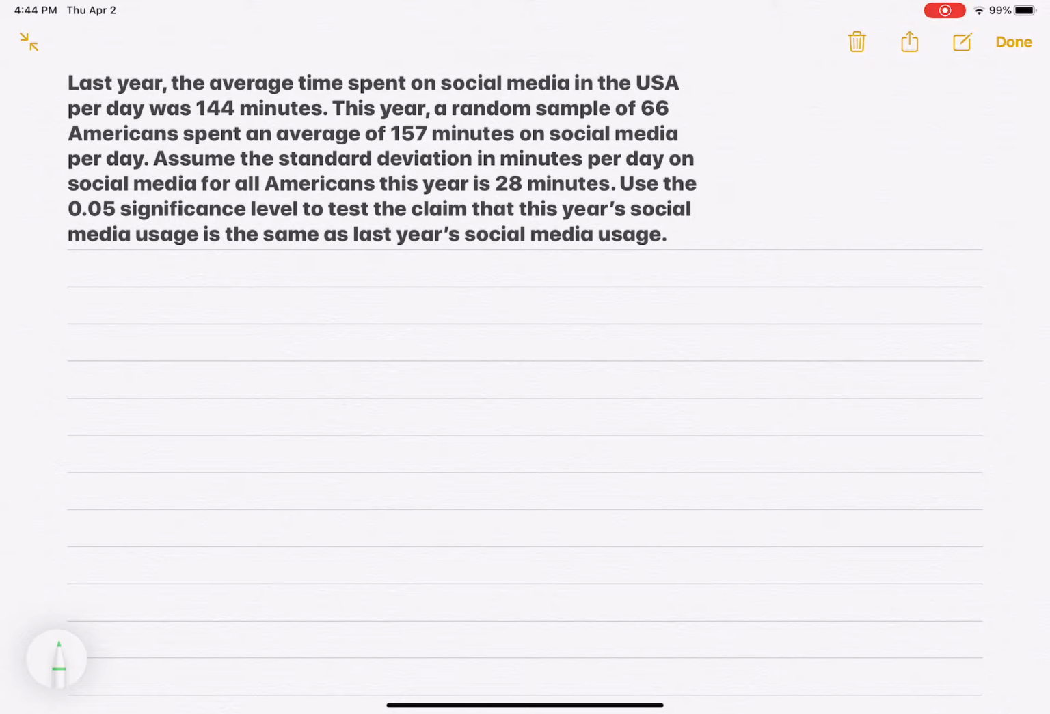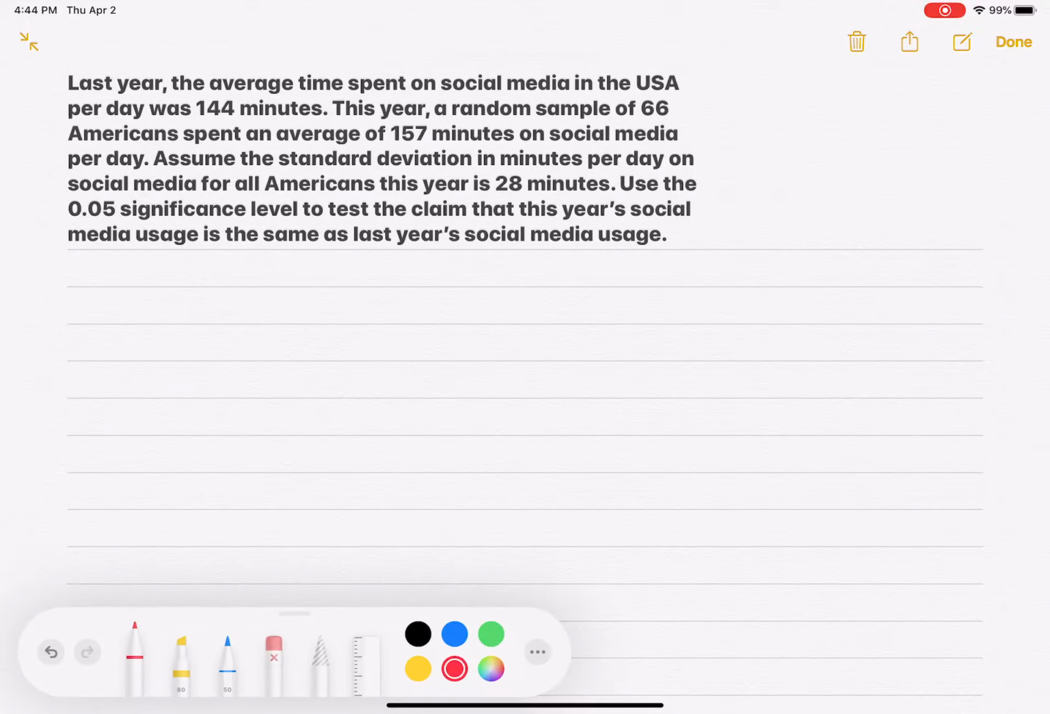Now, we're told to assume that the standard deviation in minutes per day on social media for all Americans, not the sample, but all Americans this year, is 28 minutes. Use the 0.05, that's the 5% significance level, to test the claim that this year's social media usage is the same as last year's social media usage. All right, so we want to do a hypothesis test. So let's do step 1.